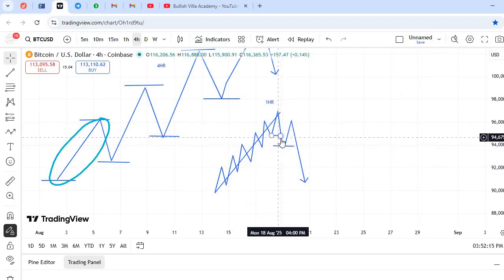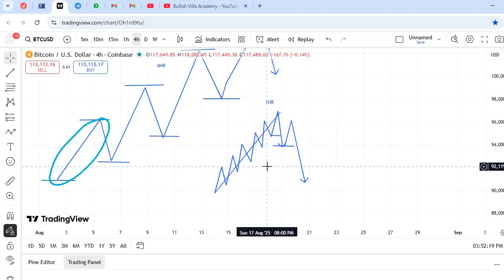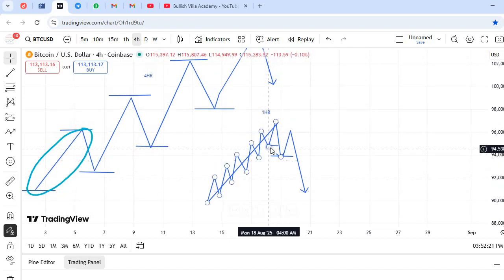But my point here is that this was the last low. This one here. Please, let me zoom it in. This was the last low.